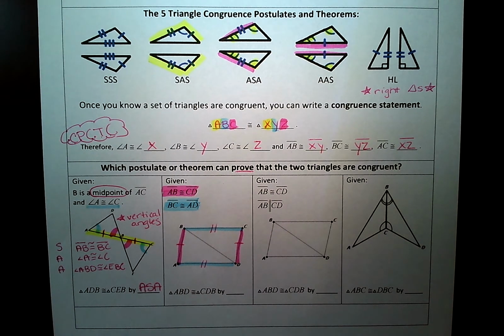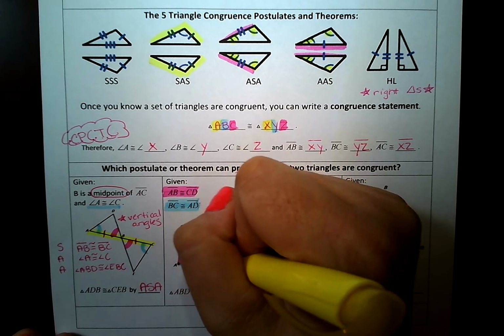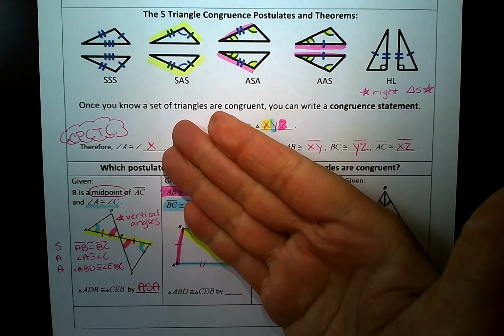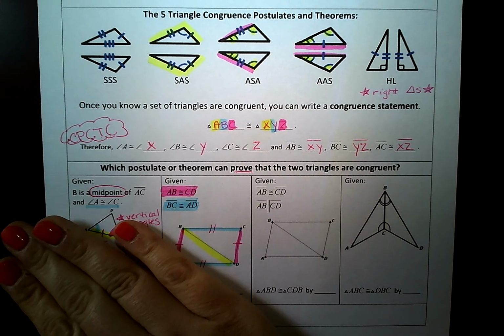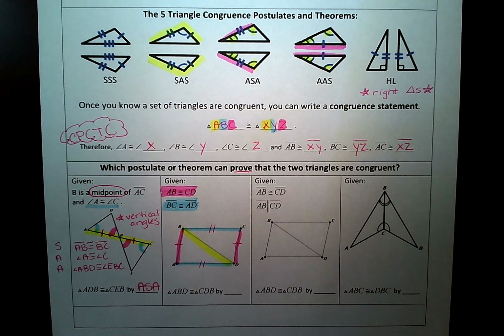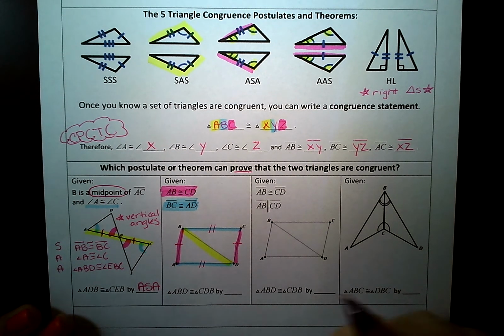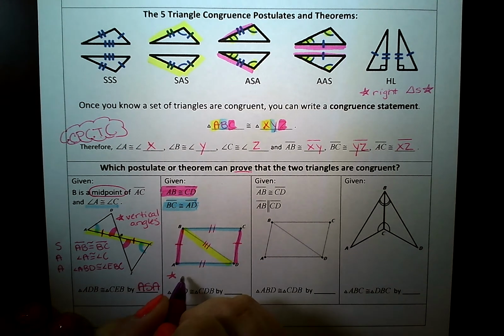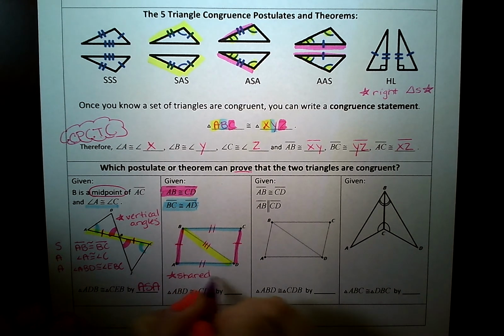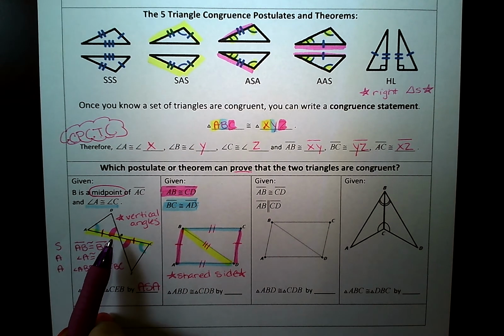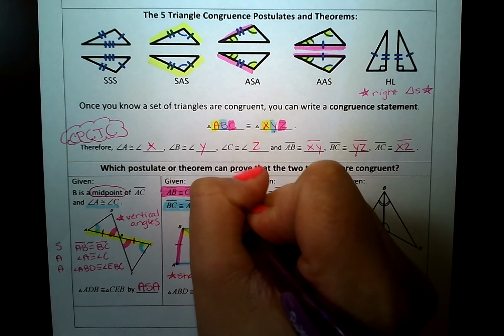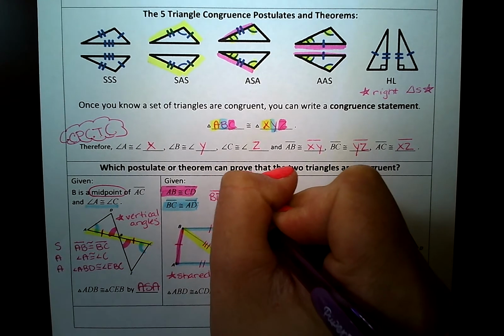Okay. Now something else that's in this picture that we can add in, it doesn't have to be given to us, is this shared side here. We've got BD that's part of both triangles. It's part of the lower triangle and it's part of the upper triangle. It's the third side to both of those triangles. That's called a shared side. So we can definitely include the shared side. You'll just have to draw that in yourself. Kind of like the vertical angles over here. So now we've got that side BD is congruent to itself.